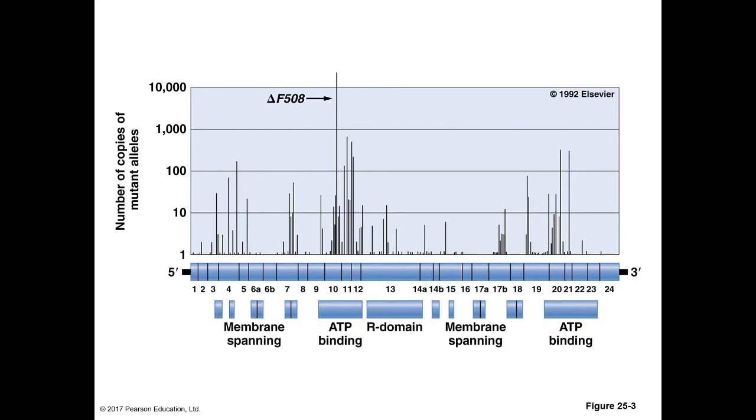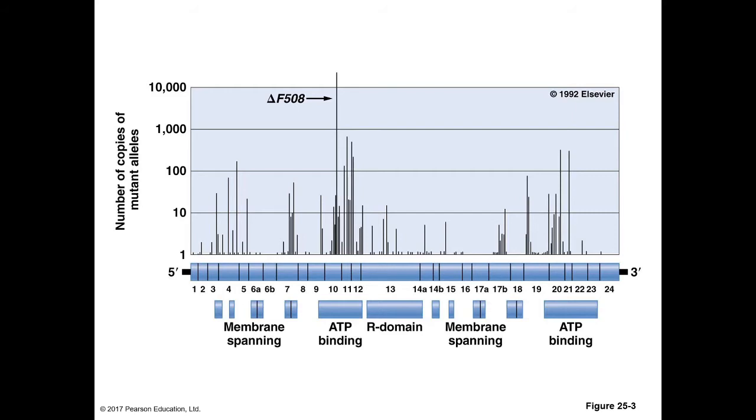You have how many codons? 1, 2, 3, all the way to 24. There are 24 exons. Right. And so exons 3 to 8 are for membrane spanning. 9 to 12 is ATP binding. 13, 14 is the R domain. And 14b to 18, you have membrane spanning. And 20 to 24, another one about ATP binding.